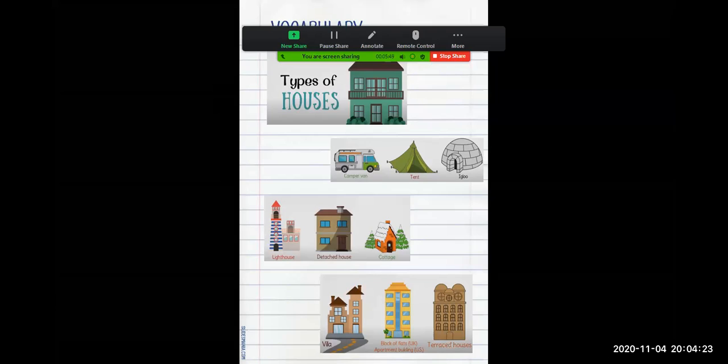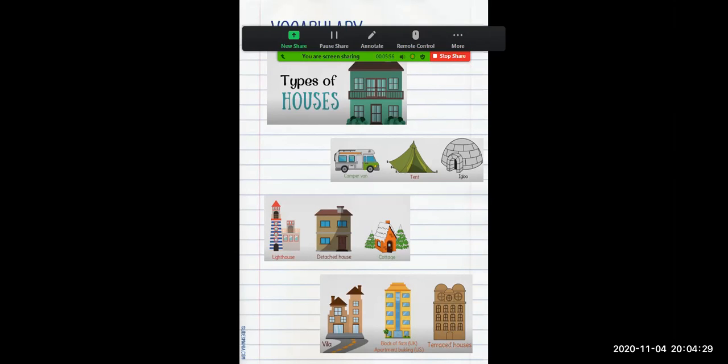Then we have, I'm not going to go to detached houses. Eso no es como muy usada. Cottage. Una cottage es igual que una cabaña. A cabin or a cottage. Ambas son lo mismo. Una cabaña es un cottage, okay? Or a cabin is also cabaña. Cabin or cottage. Dependiendo del país, así se va a escuchar.